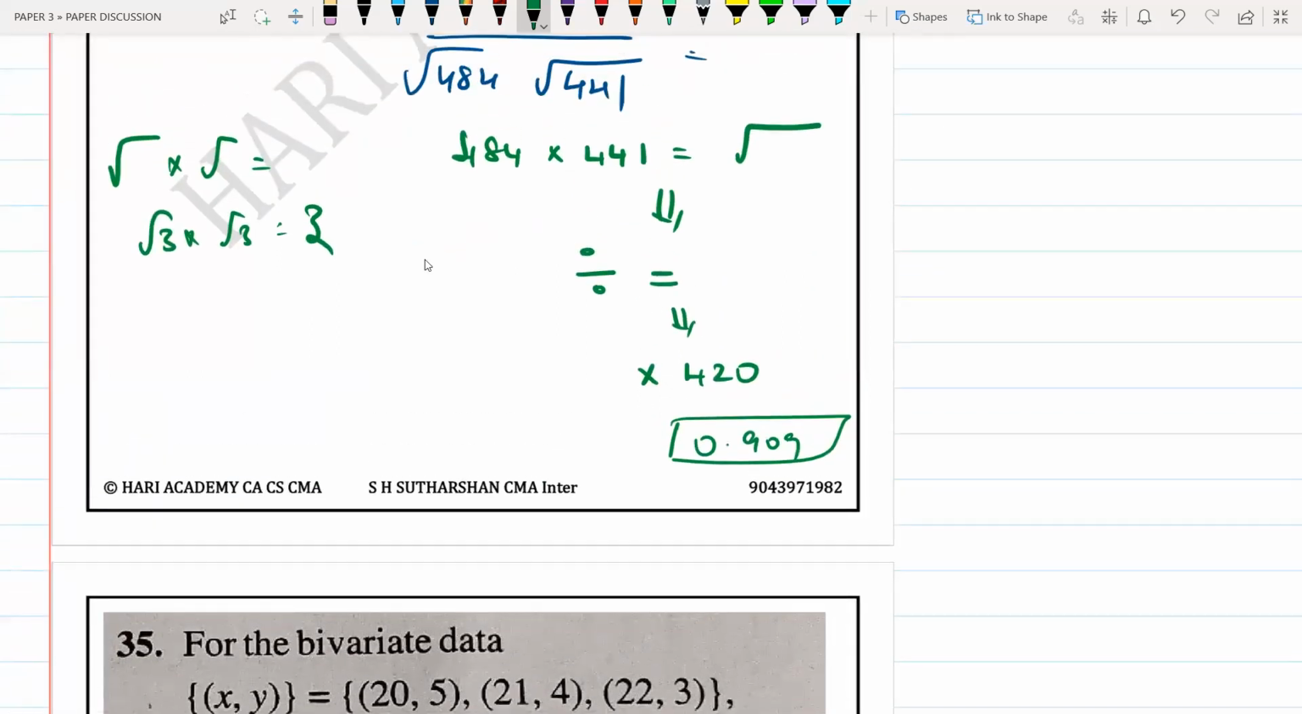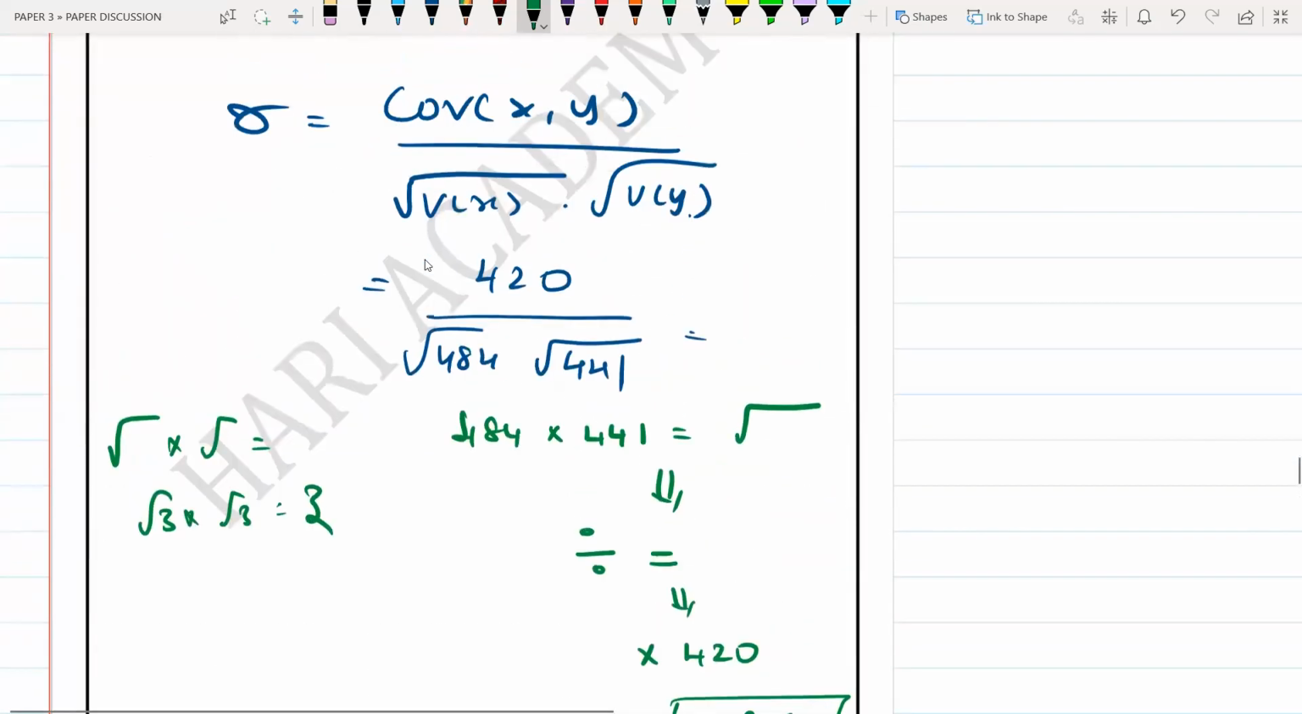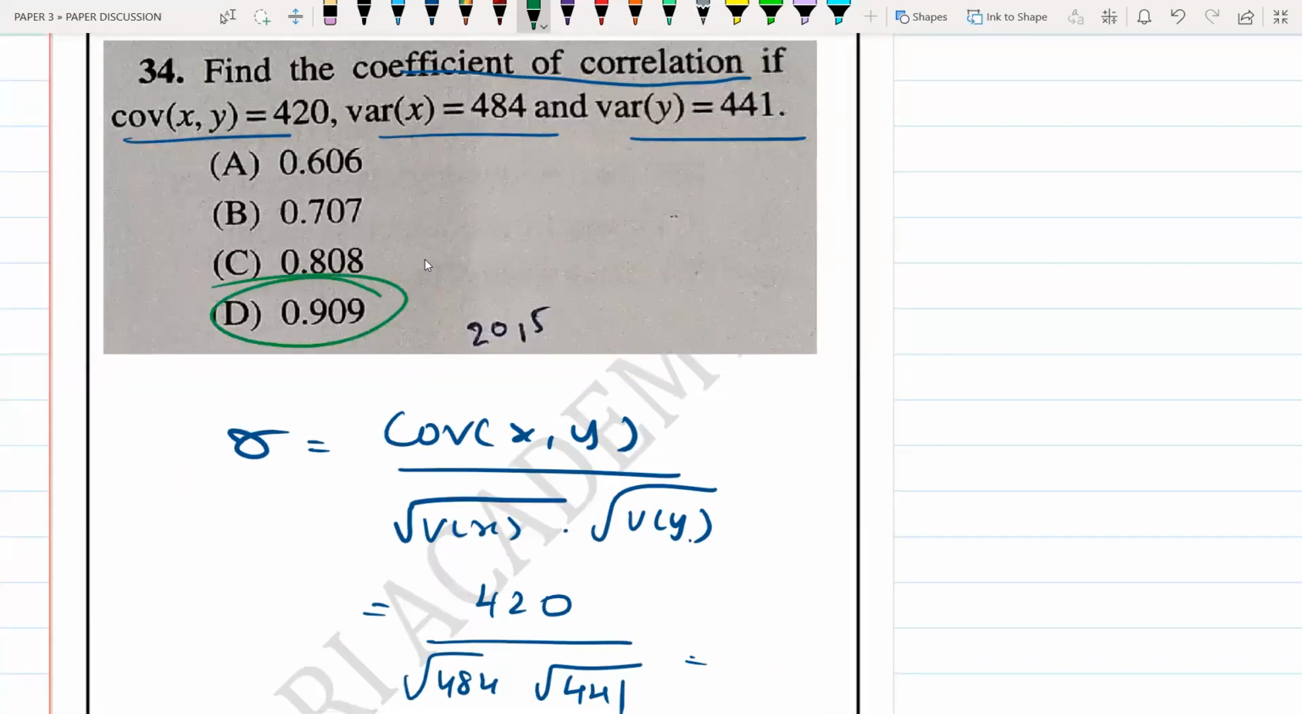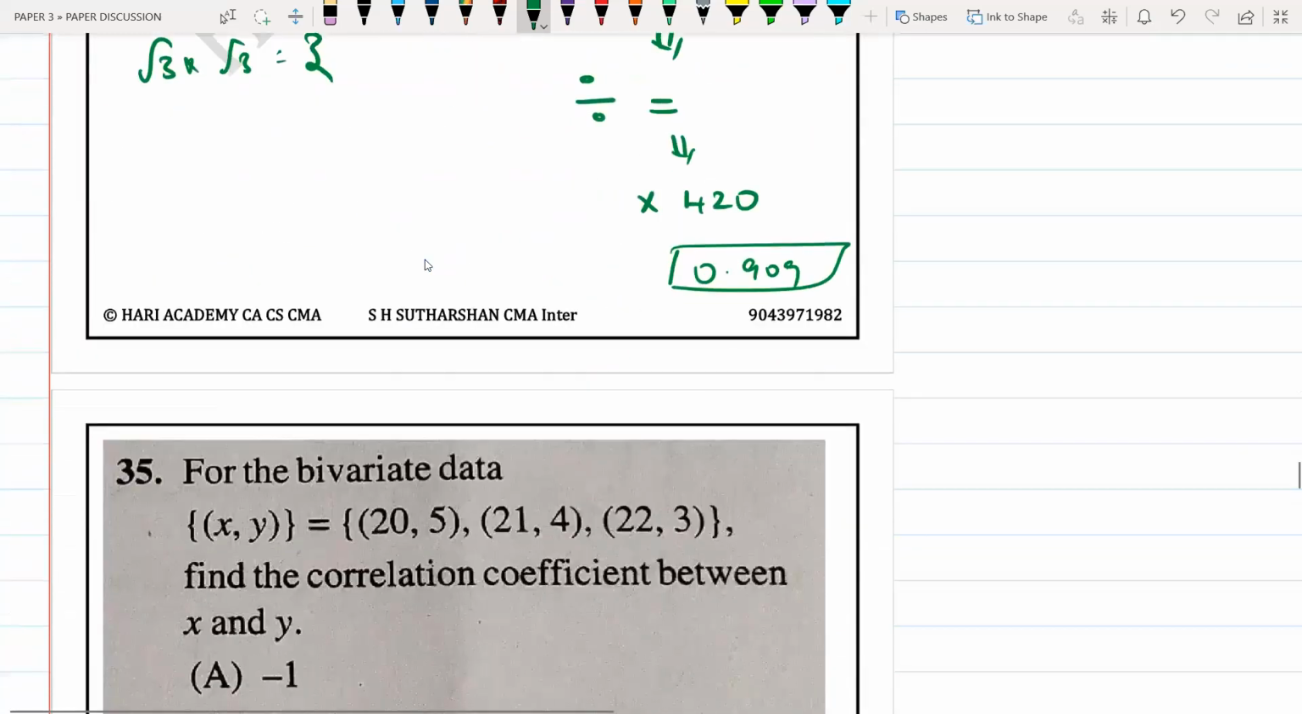If you don't believe, just try it out. 484 divided by 441, equal to, then press square root, then divided by, equal to, multiply by 420. You get the exact value, my dear. That's what I will tell. Option D is your answer.